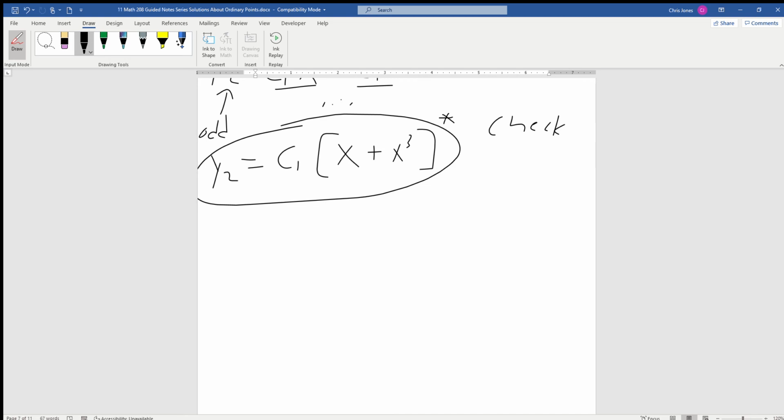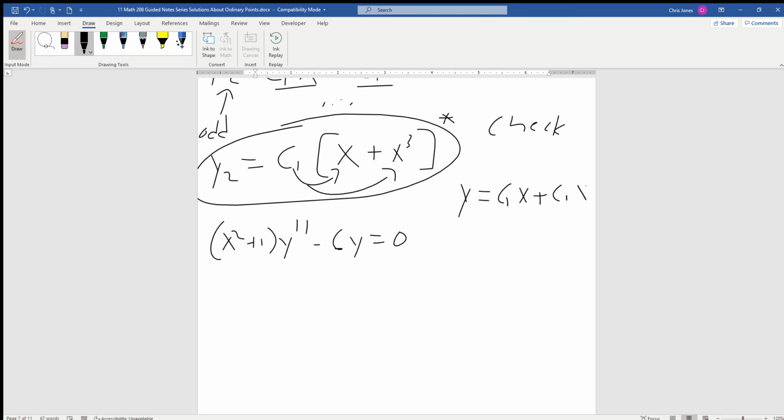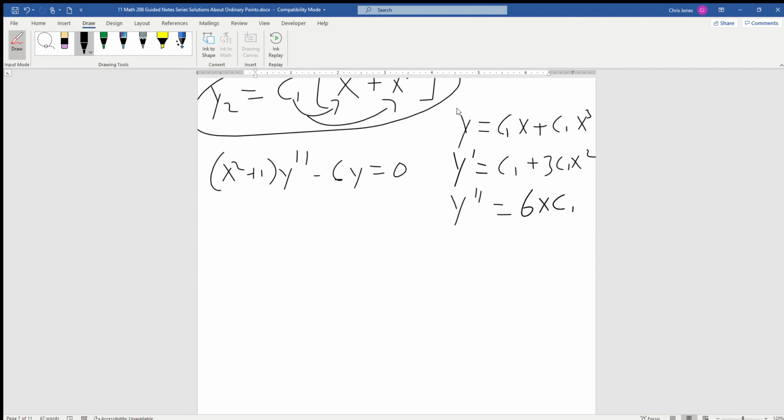So x squared plus 1, y double prime, minus 6y. Remember, that's the original differential, is equal to 0. Now we have that y is equal to, and I'm just going to distribute the c again. So that's c1x plus c1x cubed. Y prime, which we don't really need, is c1 plus 3c1x squared, and then y double prime is just going to be 6x c1. Let's plug those back in, and let's see if it makes any sense whatsoever.